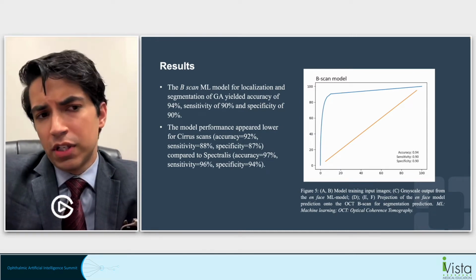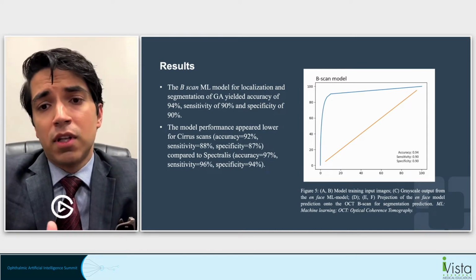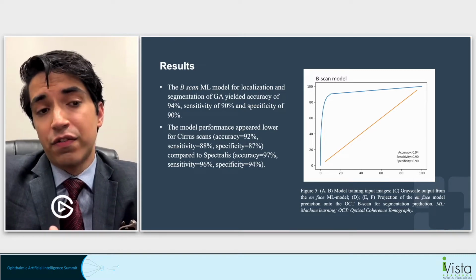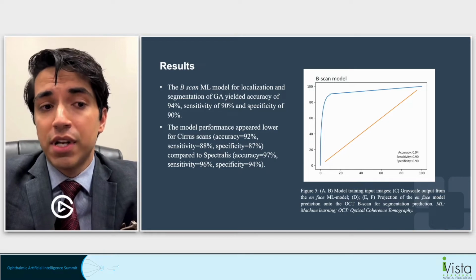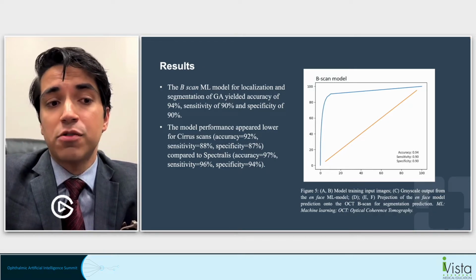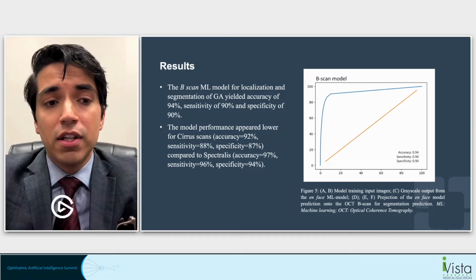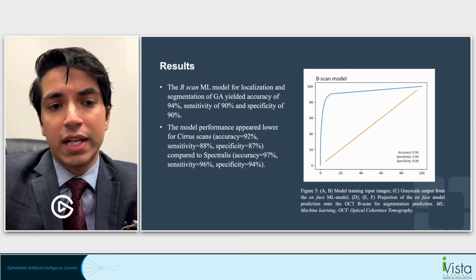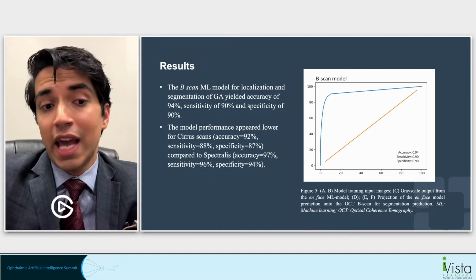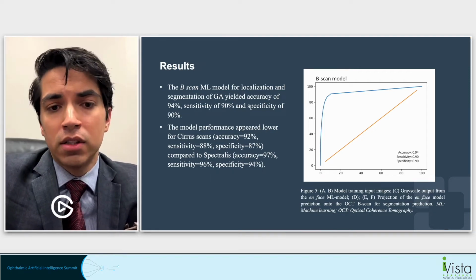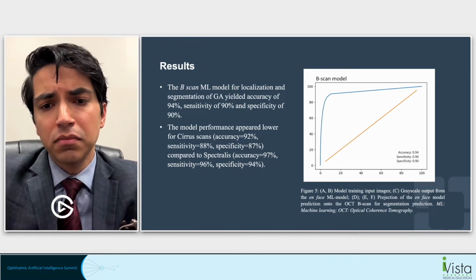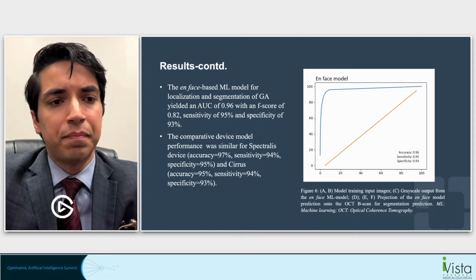Going to the results of the study, the B-scan machine learning model for localization and segmentation of geographic atrophy yielded a high accuracy of 94% with a sensitivity of 90% and specificity also of 90%. The model performance appeared to be lower for Cirrus scans compared to Spectralis scans, although the performance was not that different. In the figure, you can also see the ROC curve for this model, along with the sensitivity and specificity.